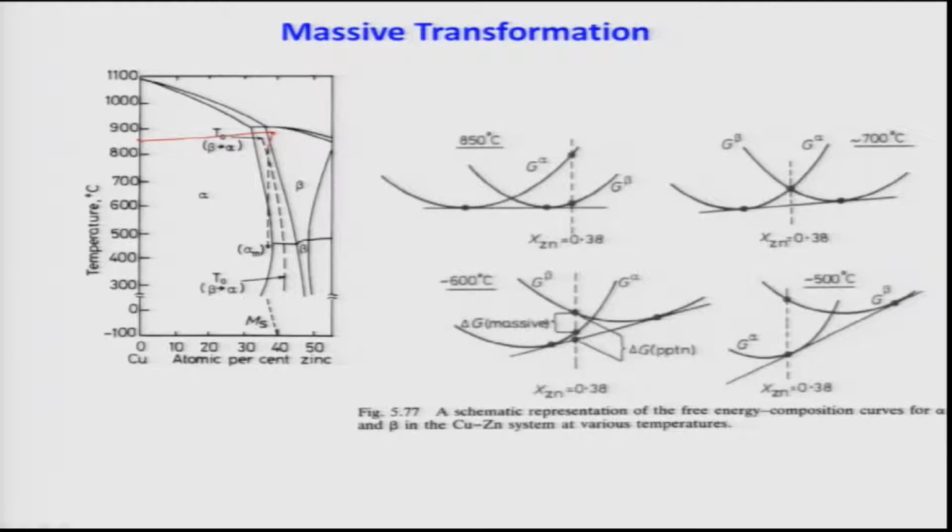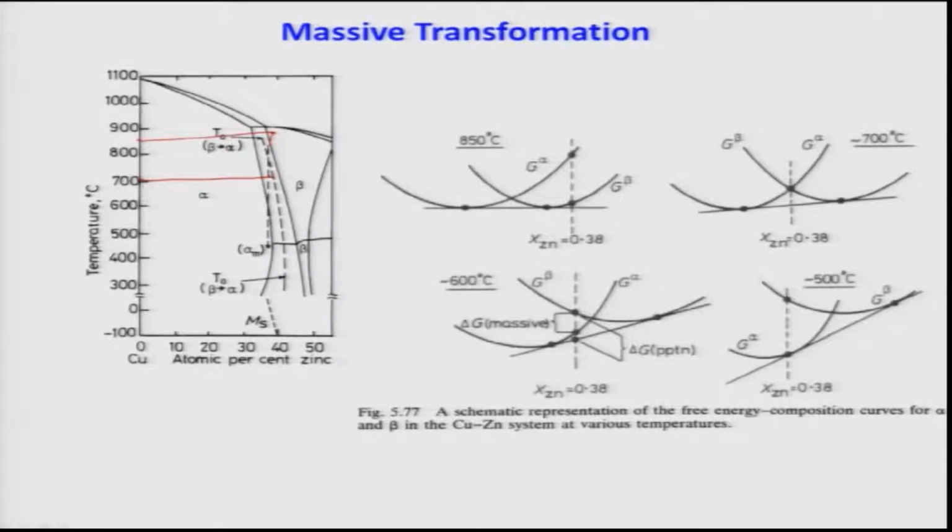What happens at 700 degrees Celsius? 700 is somewhere there. So, 700 degrees Celsius is below T0 corresponding to this alloy composition, and it is actually close to T0, which is what is shown in this diagram. So, for alpha and beta there is a common tangent, and this is the point which corresponds to the equivalent free energy values.